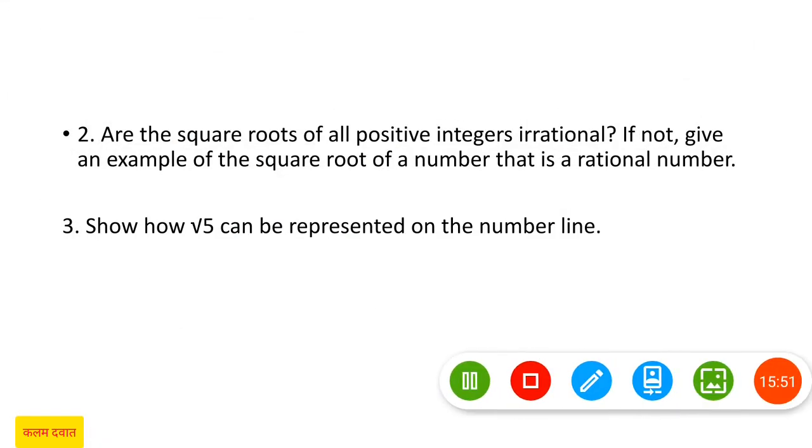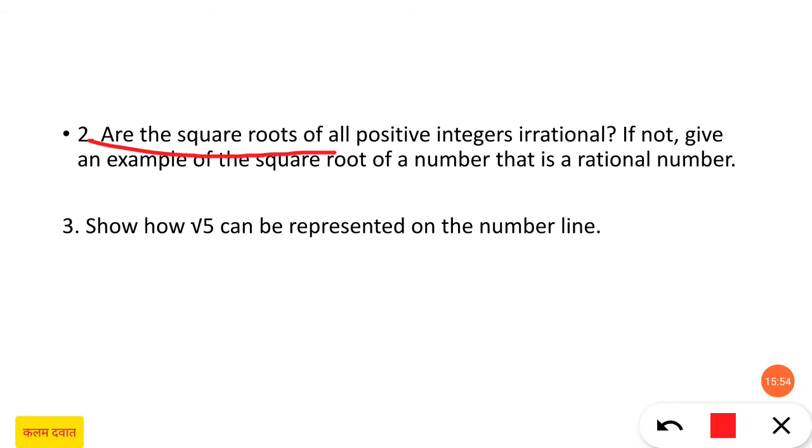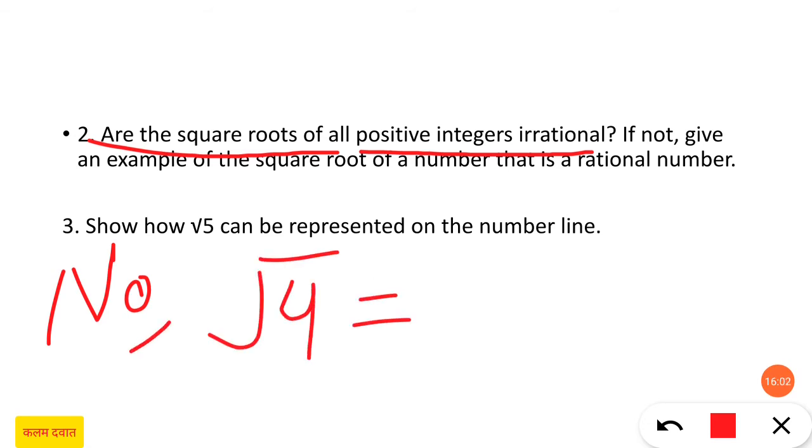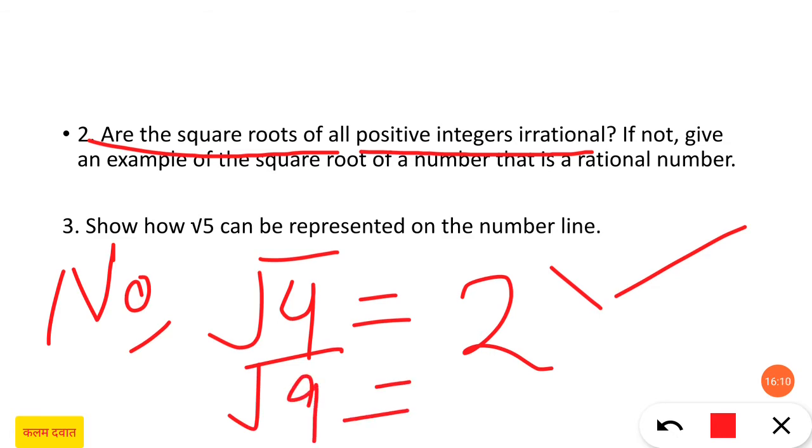Moving to the next one. Next question. Are the square roots of all positive integers irrational? This is a no, because square root of 4 is 2, which is not irrational. This is a natural number. Square root of 9 is a natural number, or you can say a whole number. So this statement is not correct. The square roots of all positive integers are not irrational. They can be rational, they can be natural numbers, but it is not necessary that they are irrational.